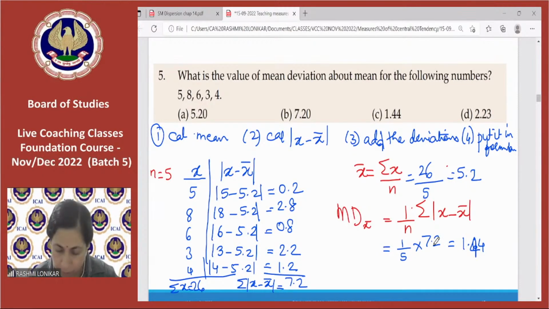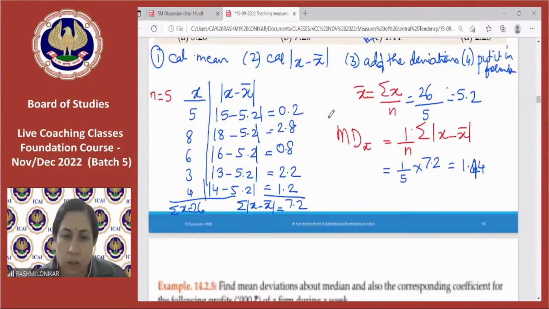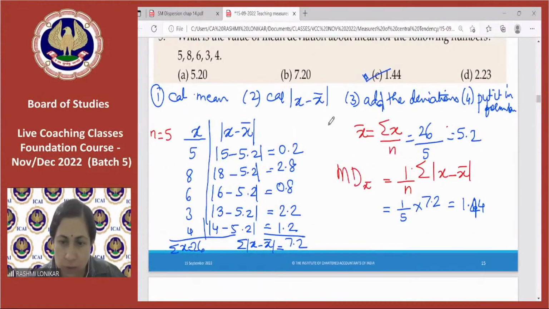Yes, 1.44. Yes, correct. This will be the correct answer. So C will be the correct answer. Correct. Okay. So we have talked about mean deviation about the mean.